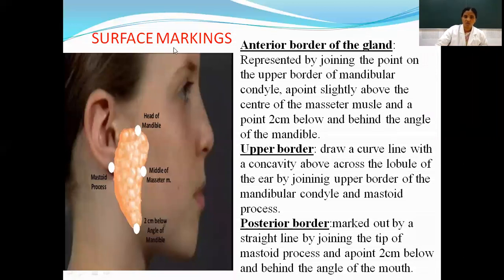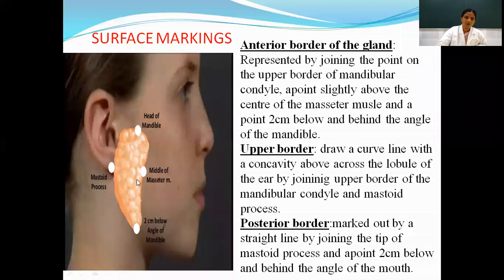Then what are the different parts of this gland and how can we locate this gland just in front of the ear? See, coming to the anterior border of the gland. The anterior border is represented by a line joining points. So the first point we have to locate is just in front of the tragus. So that indicates the upper border of the head of the mandible.